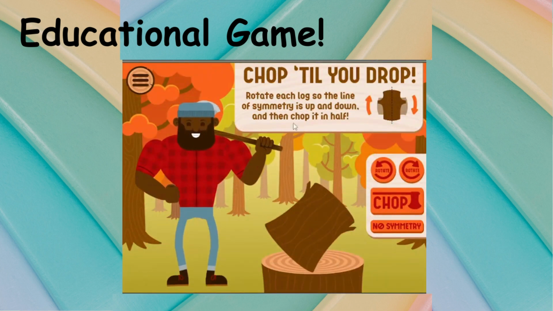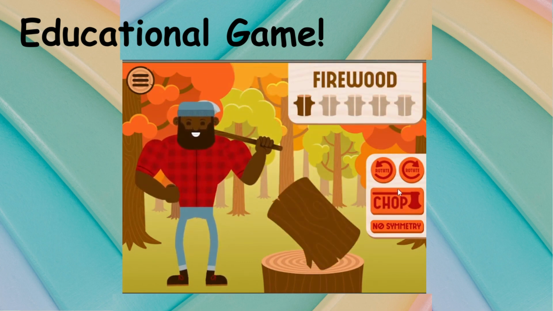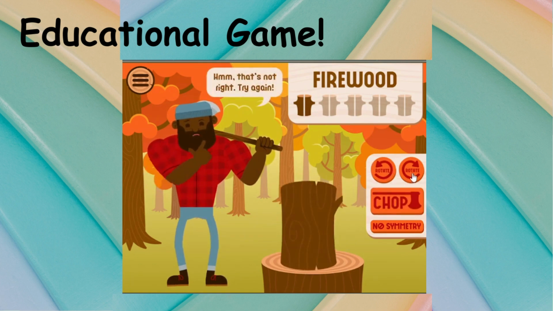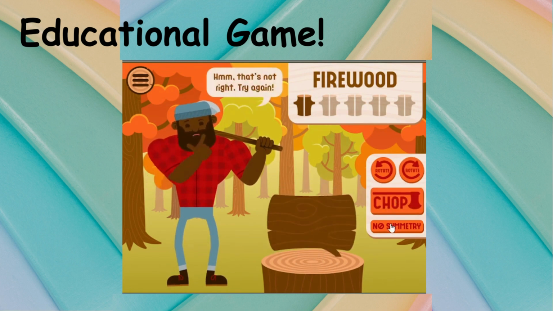Chop till you drop. Rotate each log so the line of symmetry is up and down, and then chop it in half. Uh-oh. Correct. That's not... Oops.